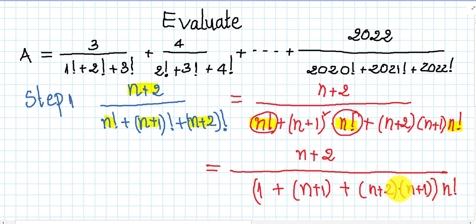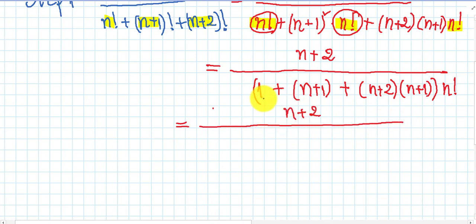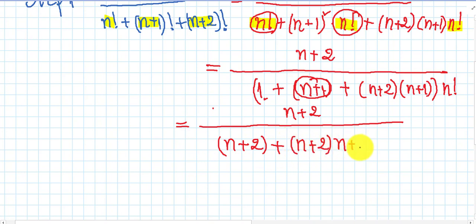And then we get again n plus 2 over 1 plus n plus 1. You can write 1 adding 1 equals 2, so n plus 2, plus n plus 2 times n plus 1, all times n factorial.